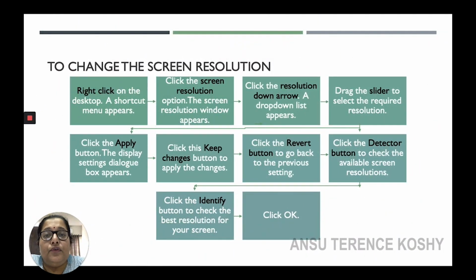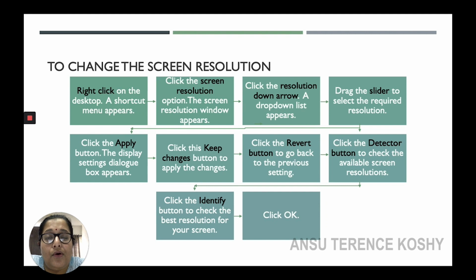The next thing that we need to look into is how to change the screen resolution of the given system. First step is you need to right click on the empty space on your desktop. You get a shortcut menu like always. From that you have to look for the screen resolution option. When you click on the screen resolution option, a screen resolution window opens up. From the screen resolution window, you have to look for the resolution drop down arrow.